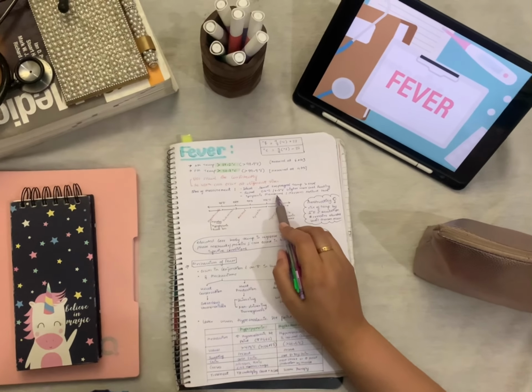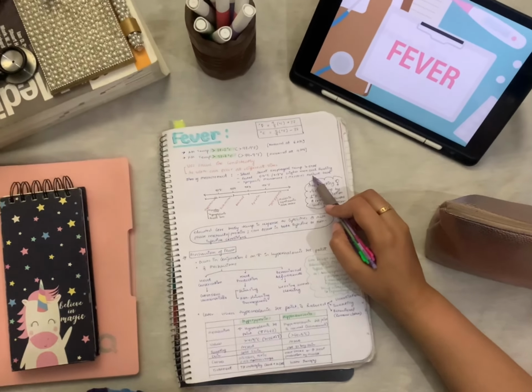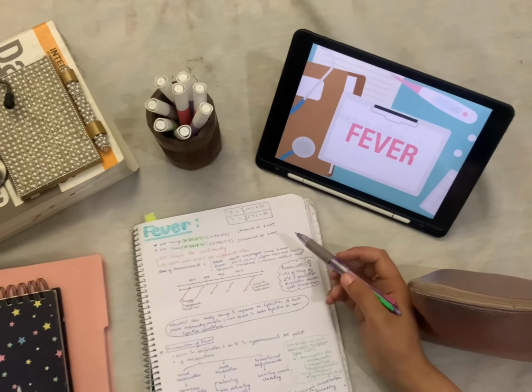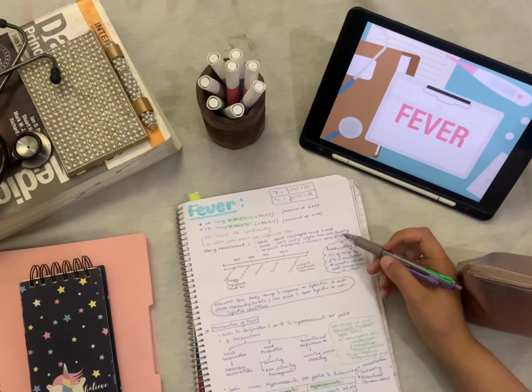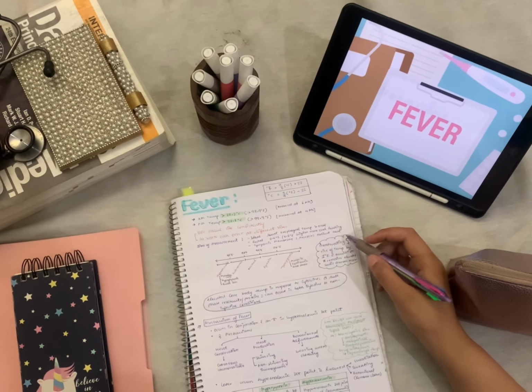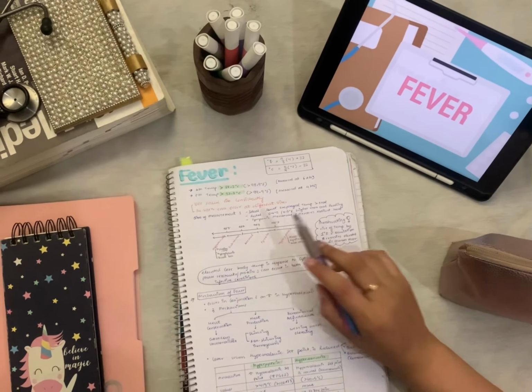Then we come to the tympanic membrane. The tympanic membrane measures the radiant heat. If your MCQ asks which of the following gives you the radiant heat temperature, you can answer tympanic membrane.